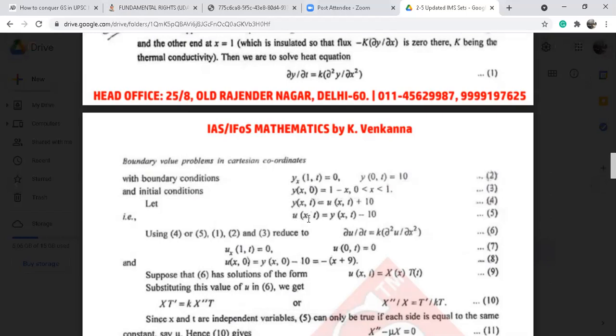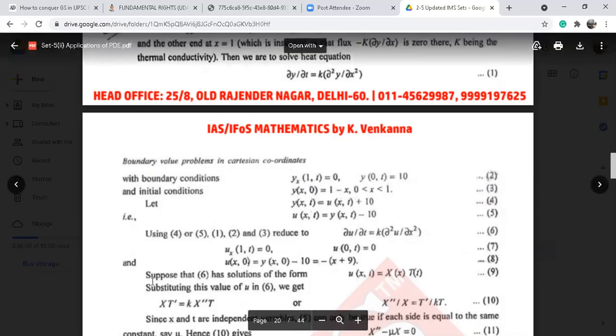Okay, and u(x,t) is y(x,t) minus 10. So put the value here: 1 minus x minus 10, it will become minus x minus 9, which is minus (x plus 9). So you have got this value. Now you don't solve for y, you only solve for u, and then you put the value of u in the final solution, because the equation for u has boundary conditions which are both 0, and you also have an initial condition for u(x,0), which is minus (x plus 9). So you can easily solve it now.